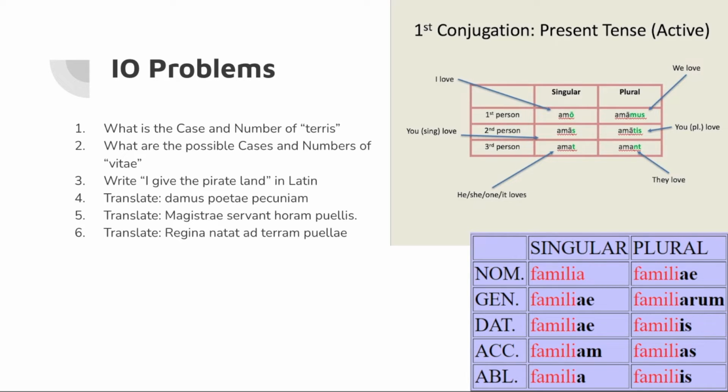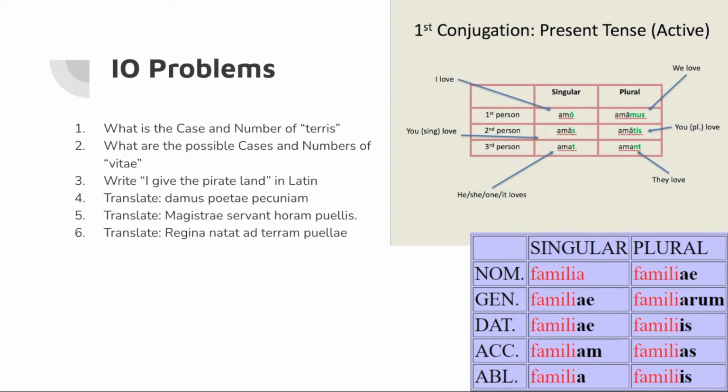So let's look at the chart again, the purple chart. Which ones end with AE? Genitive singular, dative singular, and nominative plural. That means that those are the cases and numbers of vitae. Okay, that's number two. Number three, write I give the pirate land in Latin.